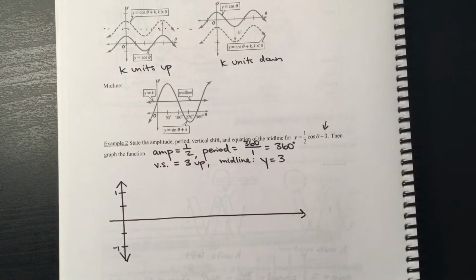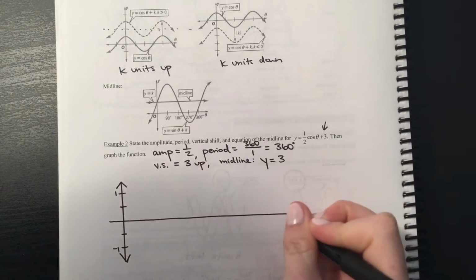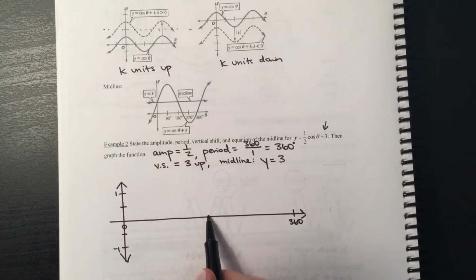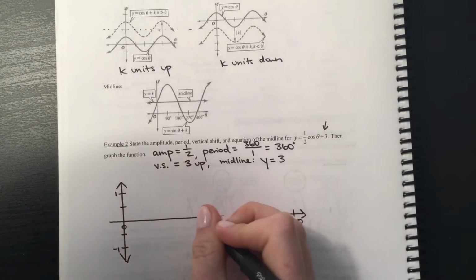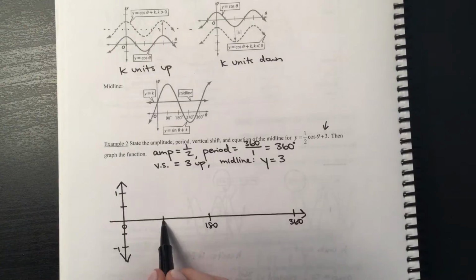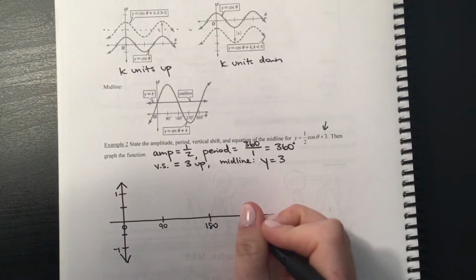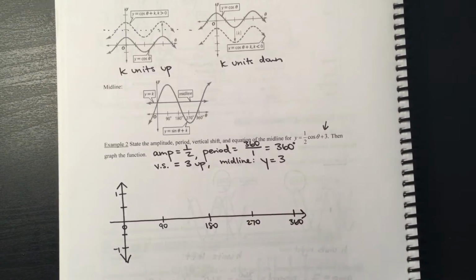So we can mark that up. Okay, so we are going to mark the ending being 360. The start, of course, is 0. Halfway through the cycle would be 180 degrees, and then we can split those halves in half. So 90 degrees, and this would be 270 degrees. Do your best to make them even. That's going to make the graph look really good and really accurate.